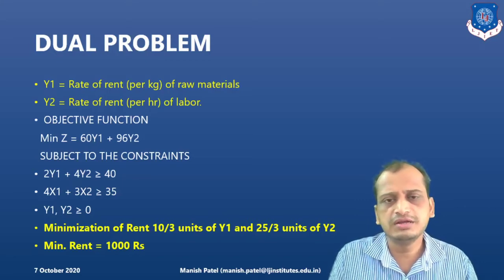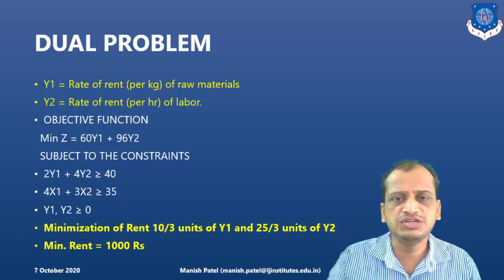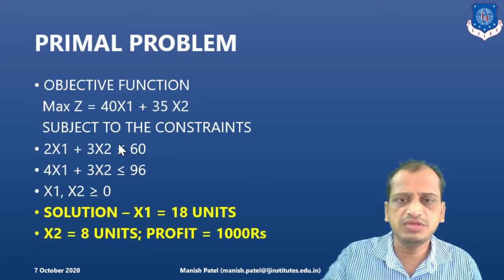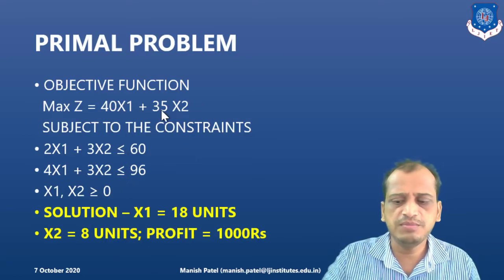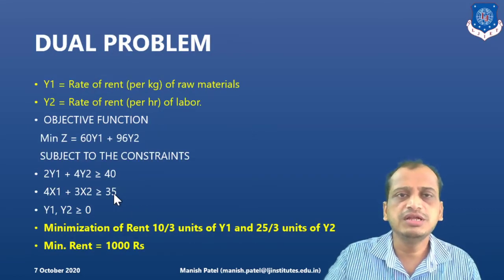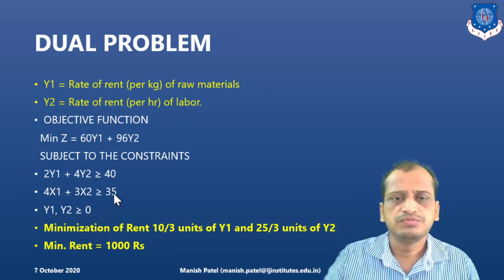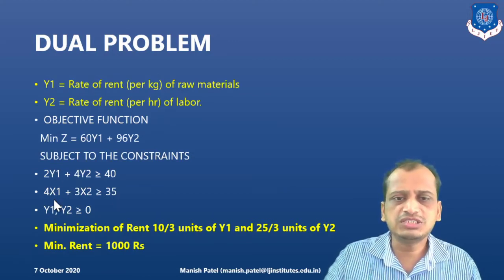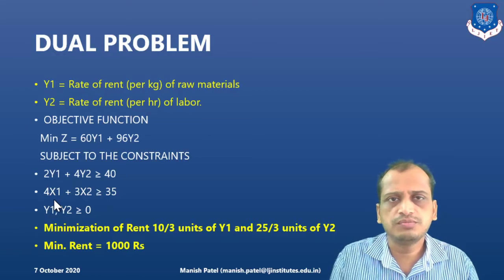When you convert it, it becomes minimize z equal to 60y1 plus 96y2 subject to the constraints 2y1 plus 4y2 greater than or equal to 40. Now where do these 60 and 96 come from? They come from the RHS values, and 40 and 35 become the RHS. Clear? Other way around. So these are the constraints in terms of the dual problem.